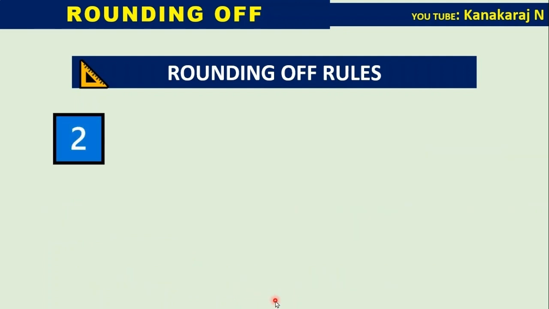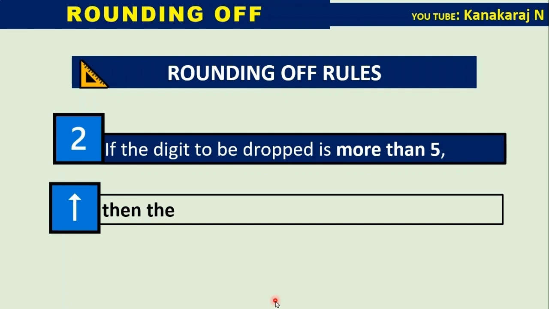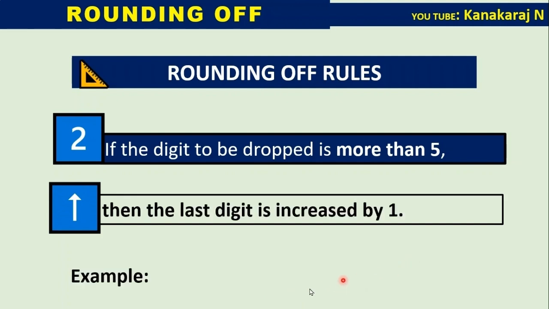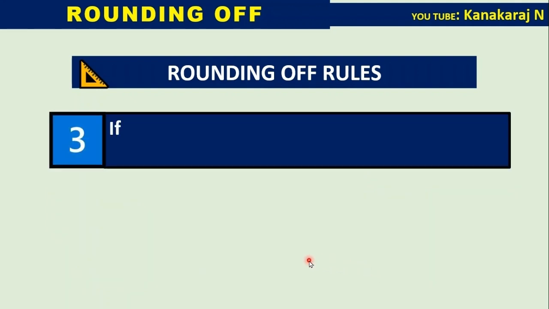The second rule. If the digit to be dropped is more than 5, then the last digit is increased by 1. This is an example. Now the digit 7 is to be dropped. So the last number 4 is increased by 1 because 7 is more than 5. So the answer is 3.5.